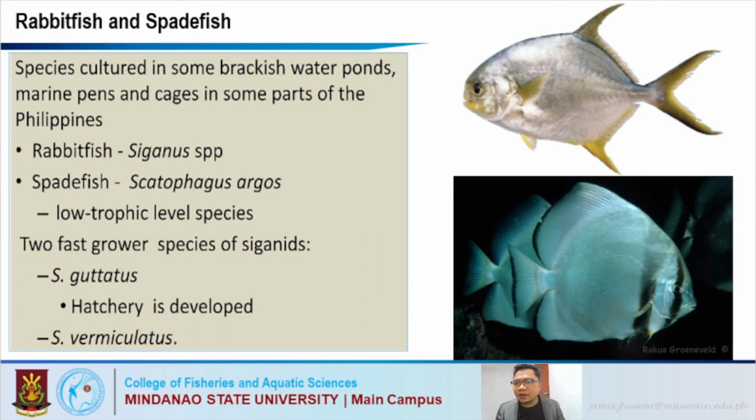And going back to the finfish species, the rabbitfish and spadefish are basically now being commercially cultivated. In fact, some of the aquaculture industries demanded by the government are now diverted to the production of the siganids, the rabbitfish and spadefish. Species cultured in some brackish water ponds and marine fish pens and cages in some parts of the Philippines. Rabbitfish or the spadefish, they are the low trophic level species. Low trophic level species meaning to say they are basically the species that do not rely on high quality feeds. No? The two fast grower species of siganids are known to be the Siganus guttatus and Siganus vermiculatus. The Siganus guttatus already has a hatchery developed in SEAFDEC.